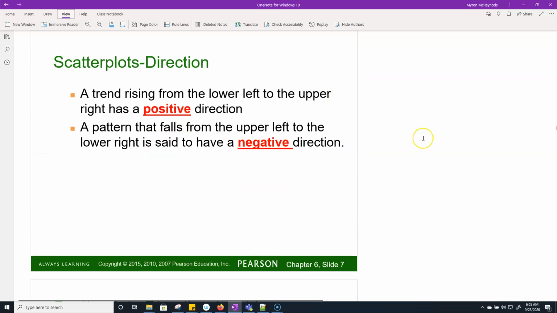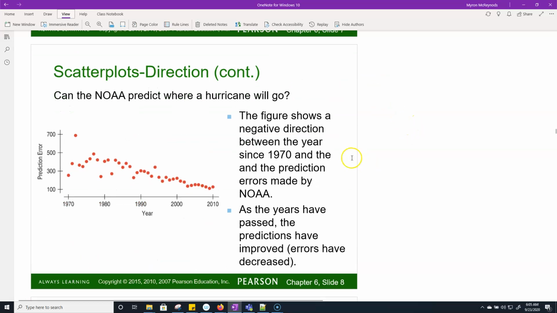So the next thing we're going to look at is direction. A trend rising from the lower left to the upper right has a positive direction, and a pattern that falls from the upper left to the lower right has a negative direction. So let's take a look at some examples of that. This one would have a negative association or a negative correlation.